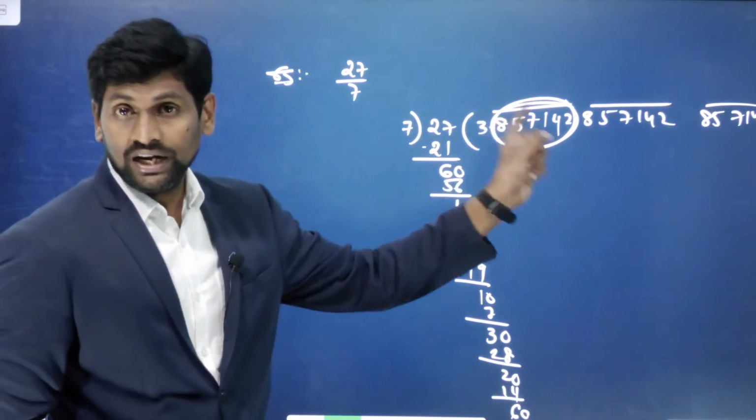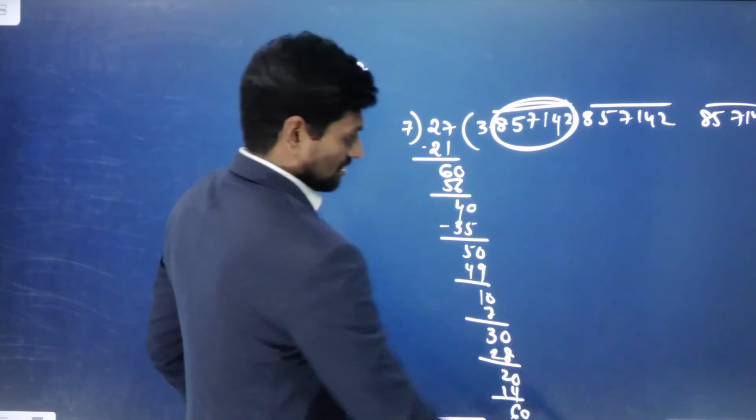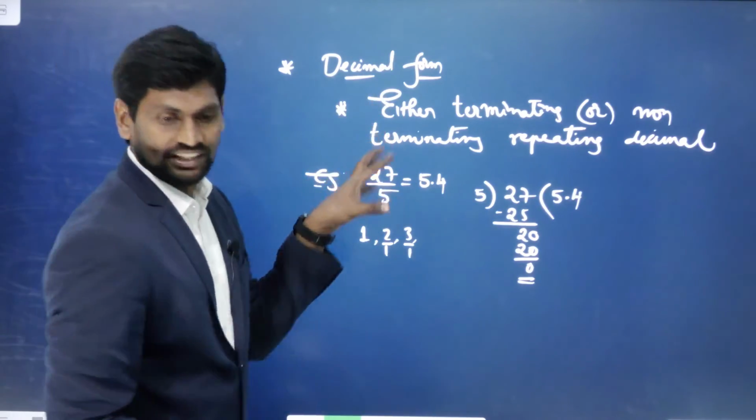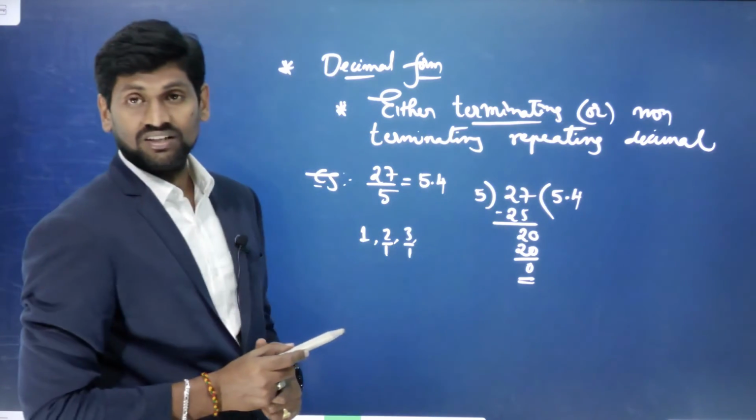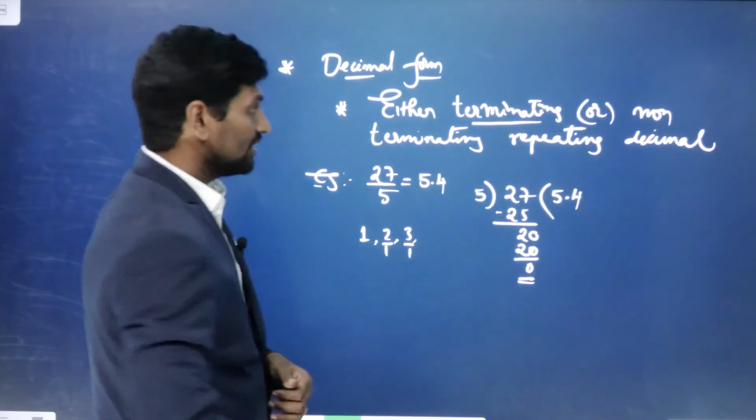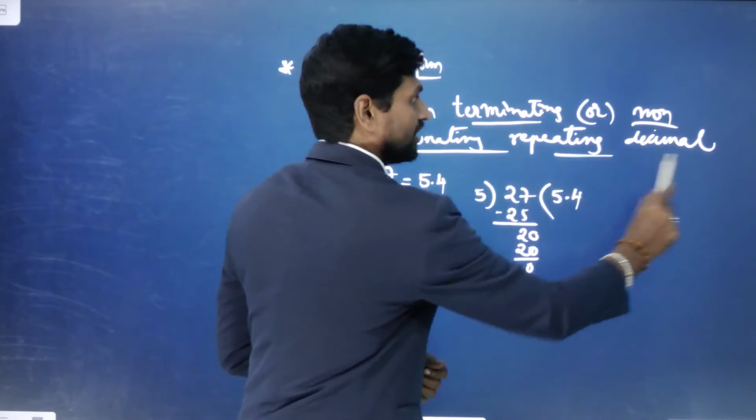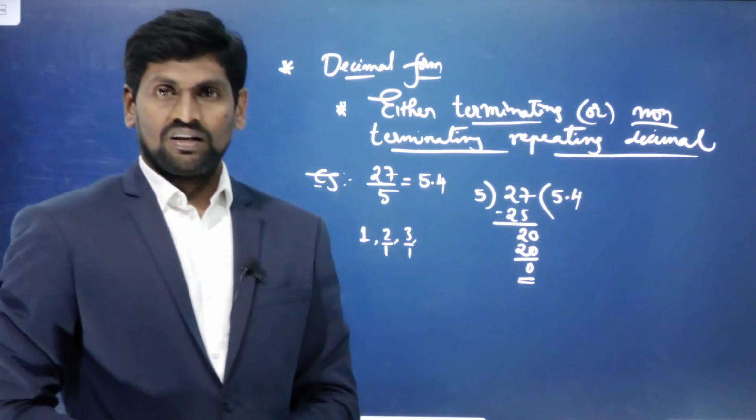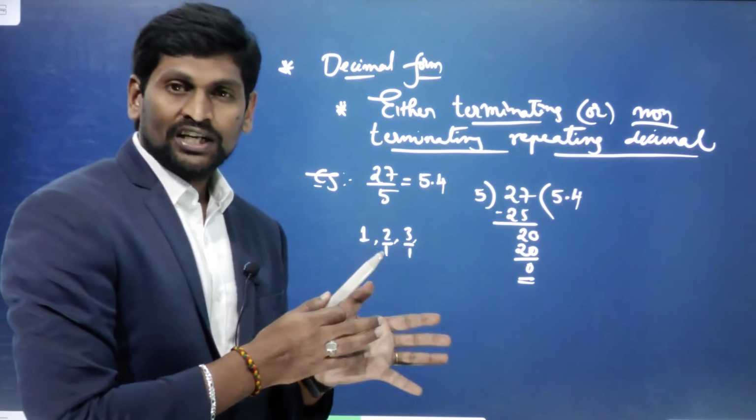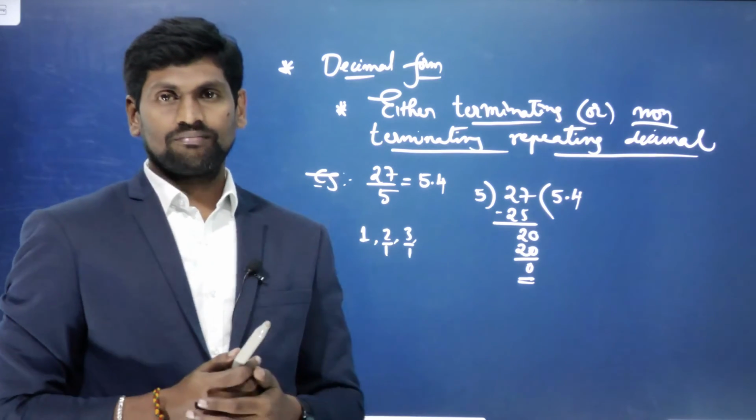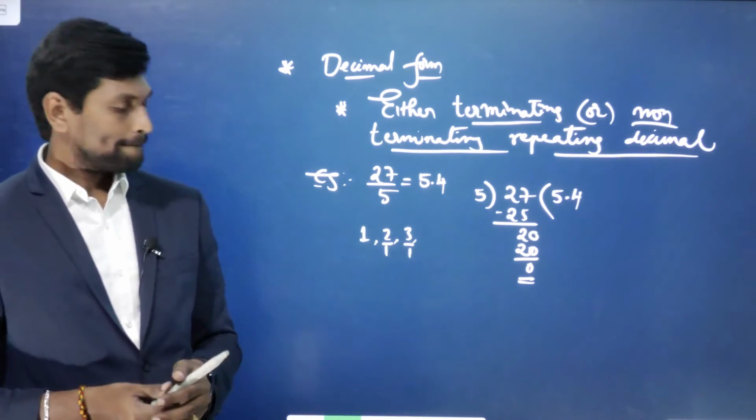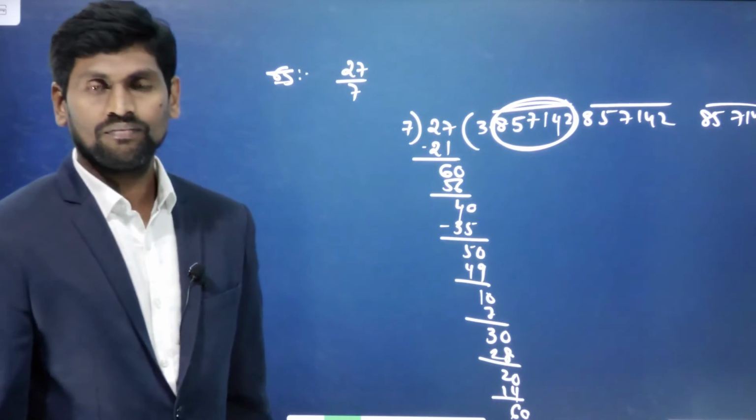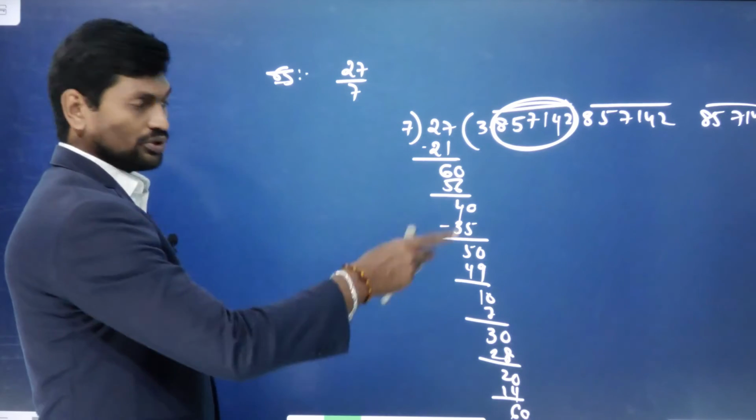Non-terminating repeating decimals. That is where we discussed that the decimal form of a rational number is a terminating decimal, that means the first example, or the second example, a non-terminating and repeating decimal. That means it is not ending, but the decimal value repeats like that. Got it? It will come like that only, continuous.